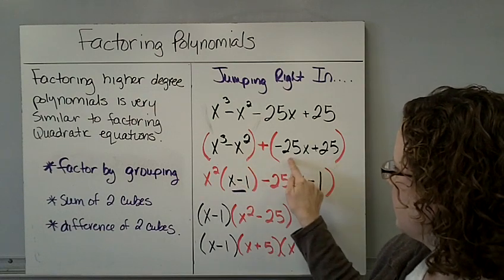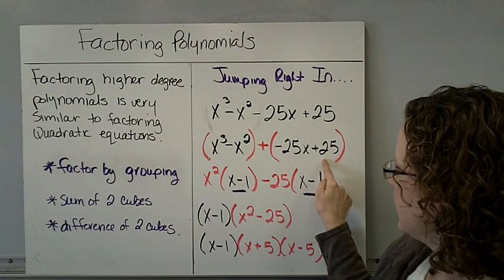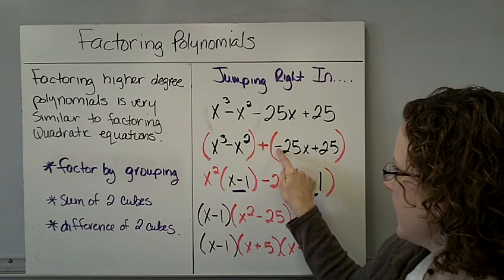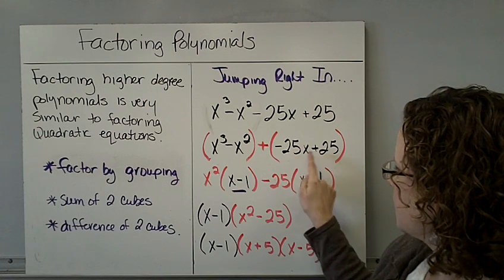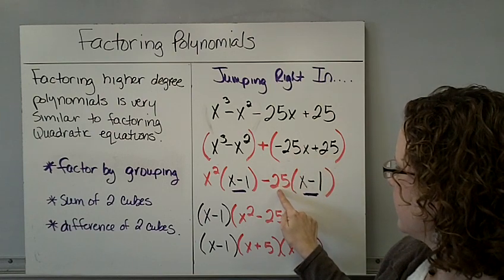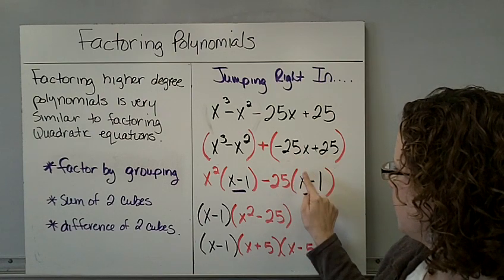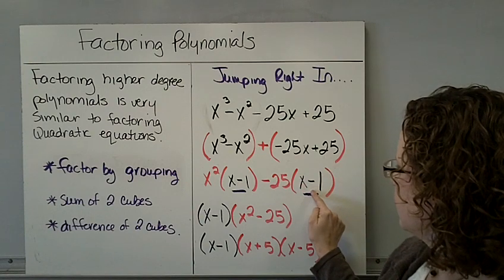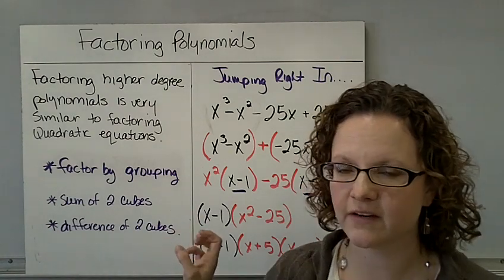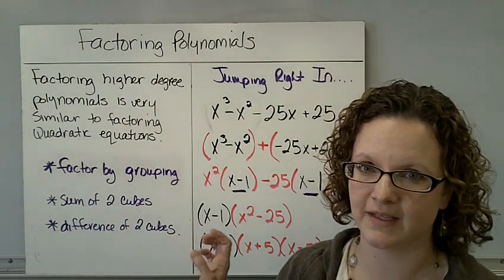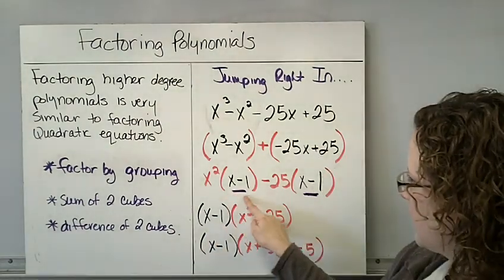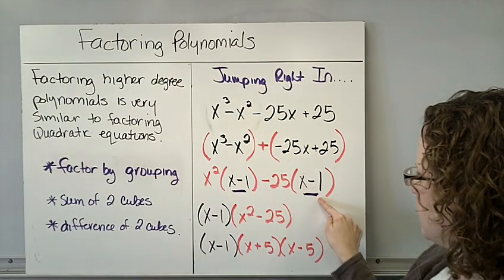Next, I'm going to look at this binomial and factor out the GCF. I always want to factor out the negative if it's leading. So I've got 25 in common here, so I factor out a negative 25. I'm left with x minus 1. The goal here is for the binomials that are left to be the same exact. I've underlined them in purple, x minus 1 and x minus 1.